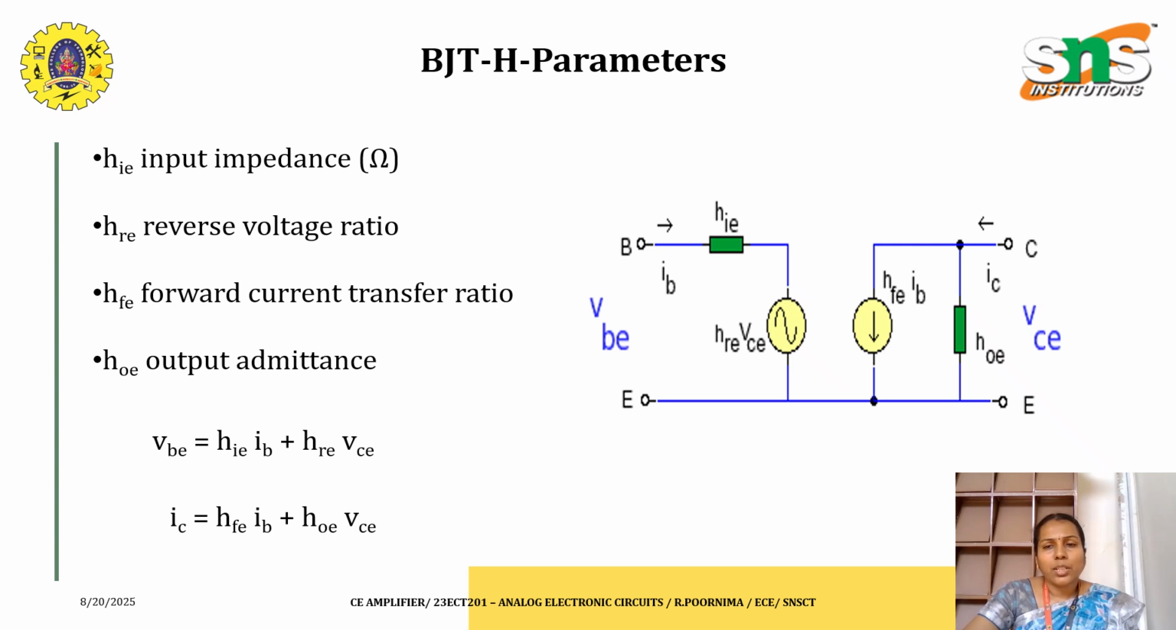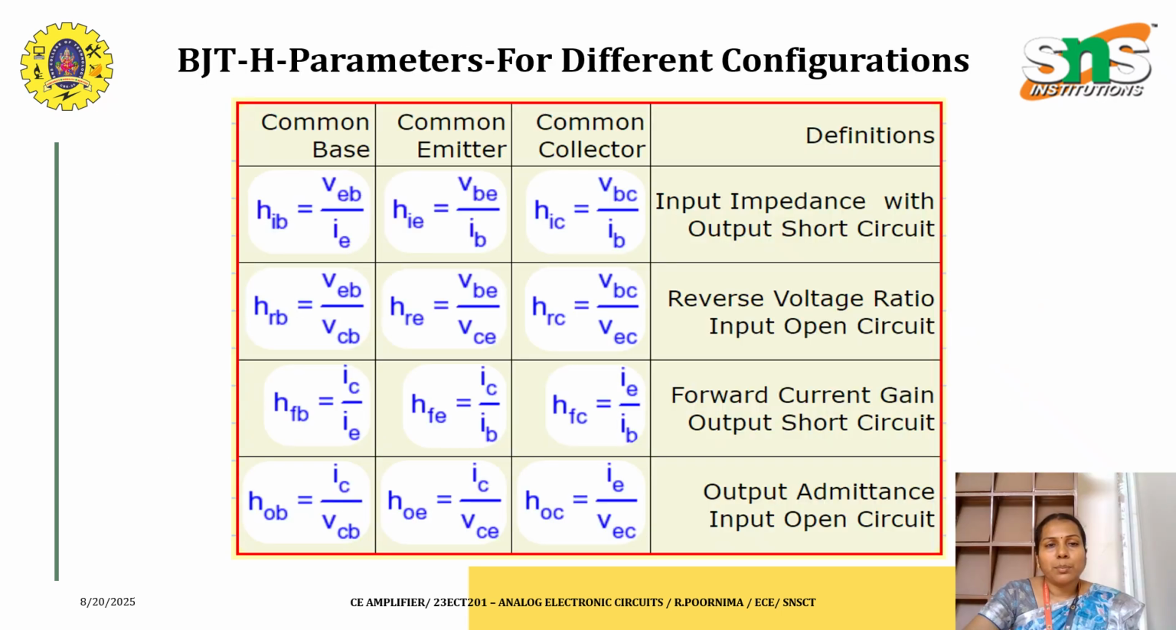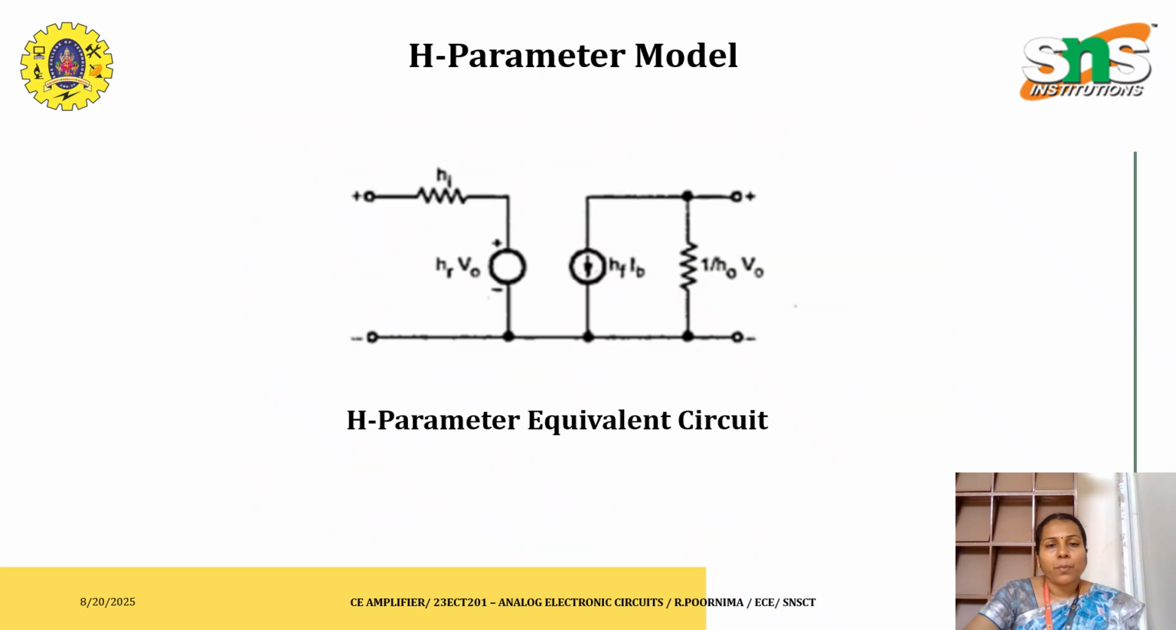The H parameter equivalent circuit is shown in this diagram, where VBE and IC are written using the H parameters. This is the comparison of the three configurations: common base, common emitter and common collector. For each configuration, input impedance, current gain, voltage gain and output admittance values are given. This is the H parameter equivalent circuit using the HI, HF, HO and HR values.